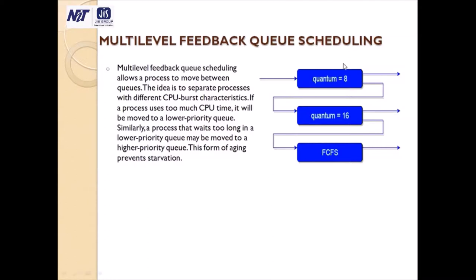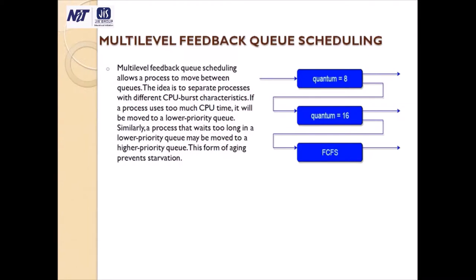Okay, so look at this picture. Here one ready queue is there, the first ready queue. All the processes enter here. Here the time quantum is set to 8 milliseconds. So those processes that have less than 8 milliseconds execution time get the chance, and after execution they terminate. And processes with execution time more than 8, those that are not finished, will move to the second ready queue.